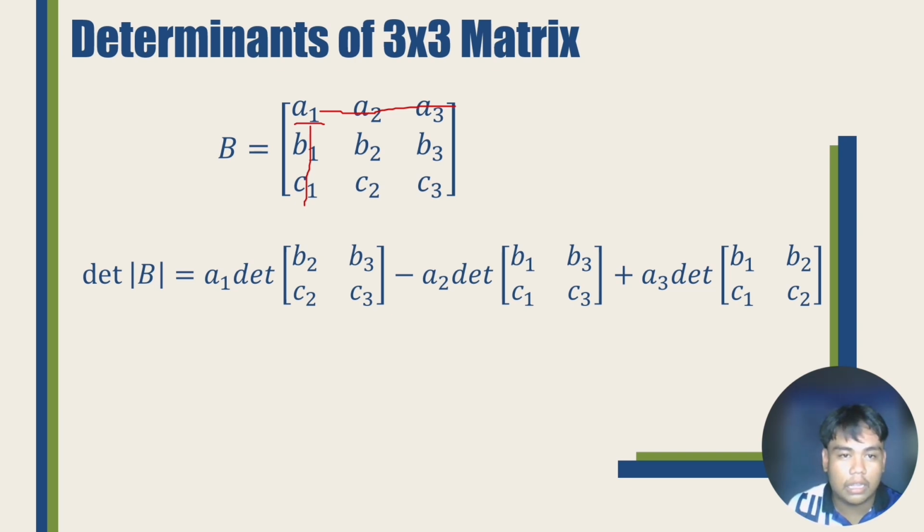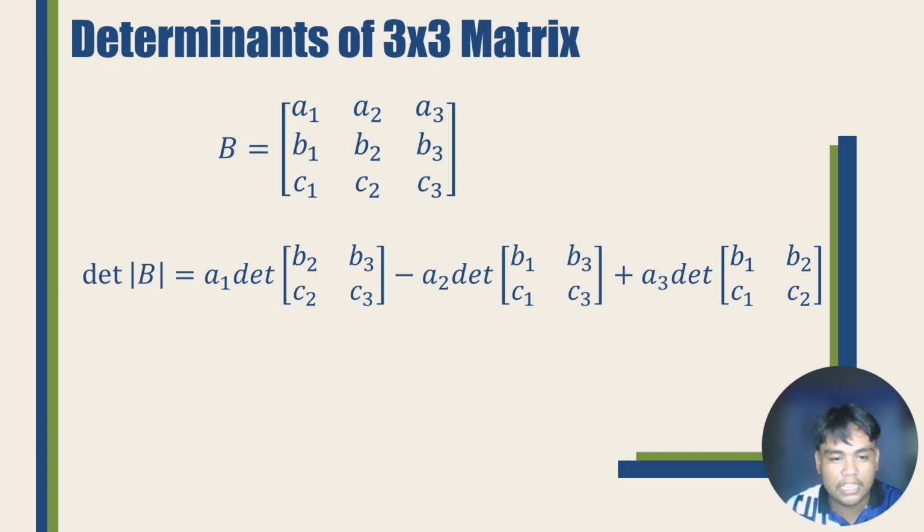Next, subtract a sub 2 multiplied by the determinant of the remaining matrix. We cross out its row and column, and the remaining matrix is b sub 1, b sub 3, c sub 1, and c sub 3. Next is plus a sub 3 multiplied by the determinant of the remaining matrix. We cross out these elements, and we have here b sub 1, b sub 2, c sub 1, and c sub 2. That's how we get this formula.